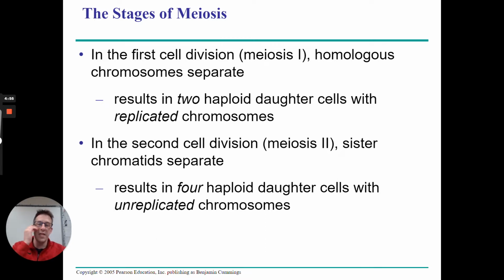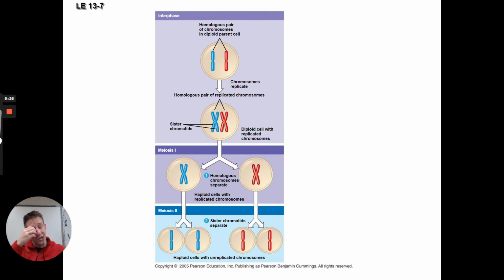In the second cell division, which we call meiosis 2, the sister chromatids separate. The events of meiosis 2 are almost 100% identical to what happens in mitosis, in terms of the events: prophase, metaphase, anaphase, telophase. It is in the first cell division, meiosis 1, where we see a large amount of differences between mitosis and meiosis in terms of those individual stage events. So in general, I think this is a really good diagram for you to study to get the overall gist of what's happening in meiosis.